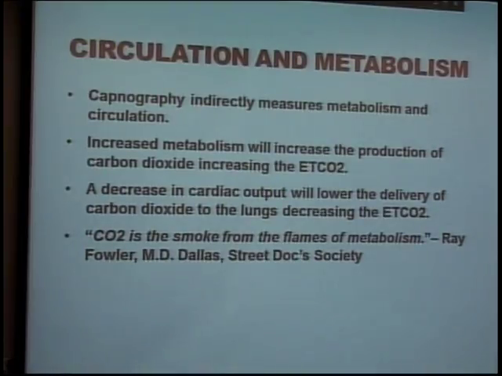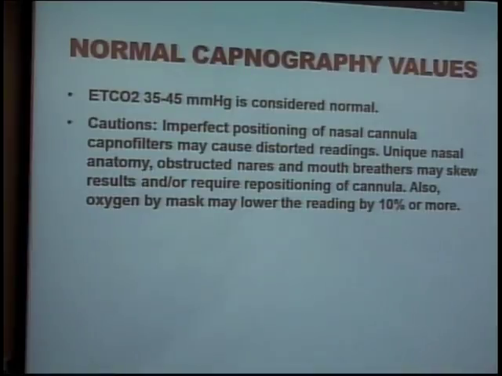Circulation and metabolism. Capnography indirectly measures metabolism and circulation. By doing so, increased metabolism will increase the production of carbon dioxide, increasing your EtCO2. A decrease in cardiac output will lower the delivery of carbon dioxide to the lungs, decreasing the EtCO2. Ray Fowler put it as, CO2 is the smoke from the flames of metabolism. Your normal capnography values, EtCO2, anywhere from 35 to 45 millimeters of mercury is considered normal.